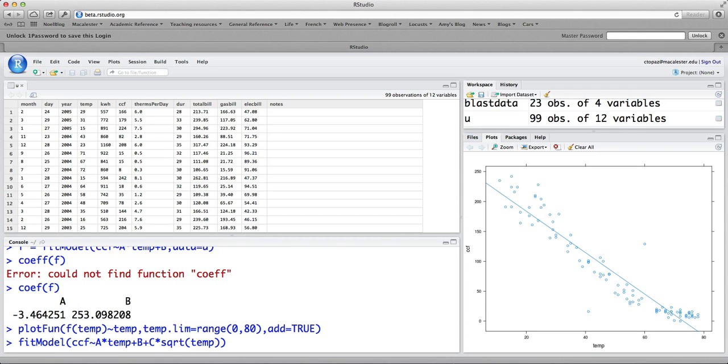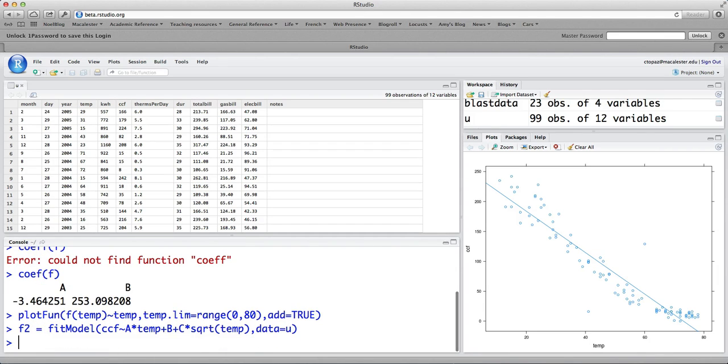There's no reason you should know to guess this. I'm just giving you a possible function. And we have to tell it that the data set equals u. And as always, we have to capture the output of this into some function. Let me call it f2.